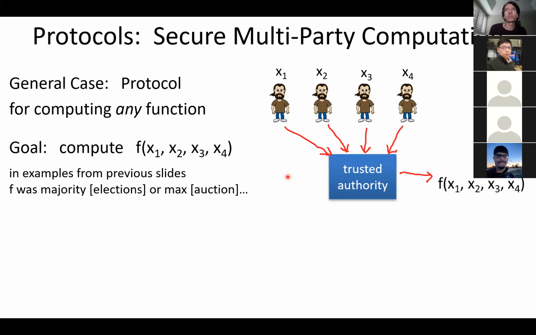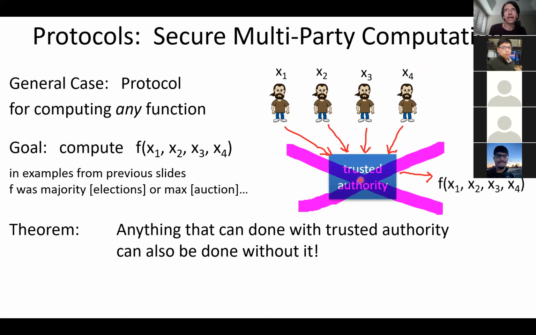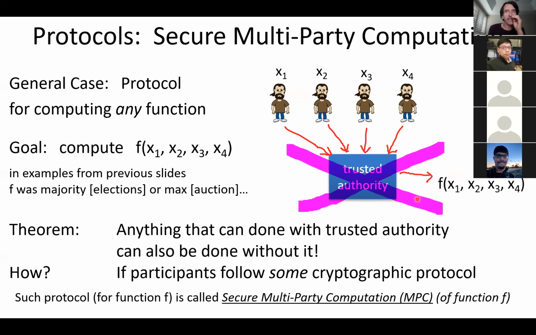Is it possible, in general, if you have some computation and some distributed computing problem, could you instead have replaced this trusted authority and just implement exact same thing but without it? Okay, so what does this mean? It means that these people will follow a cryptographic protocol.